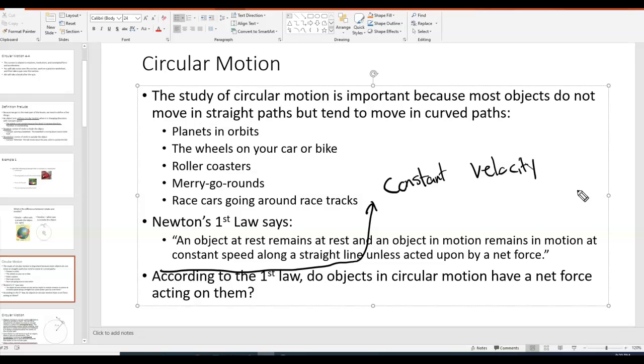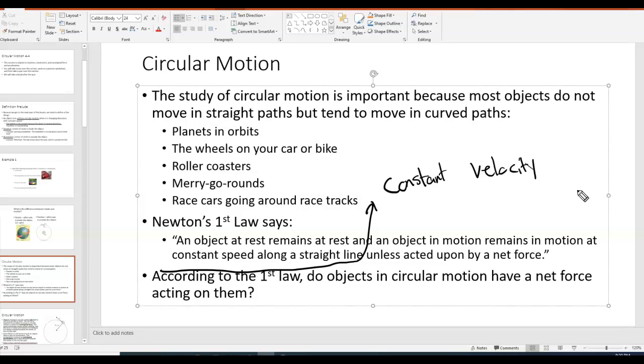So, true or false? According to Newton's first law, objects in circular motion have a net force upon them. Is that a true statement? Well, the answer to the question might surprise you. The answer is actually yes.